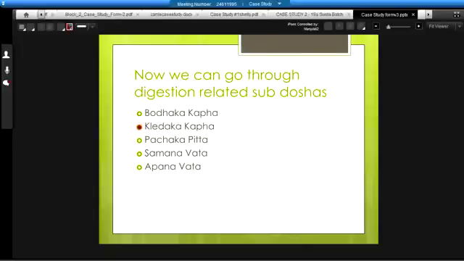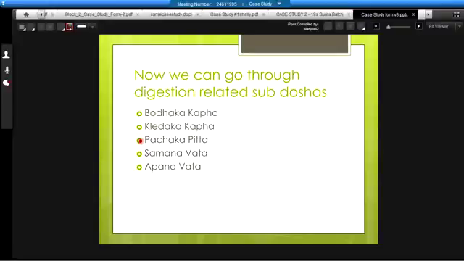Kledak Kapha is that protective lining in the stomach. Ask them about a history of ulcers or burning in the stomach. Ask them about a family history of ulcers. Pachak Pitta is the Pitta responsible for digesting the food, the hydrochloric acid, the pepsin, all the enzymes that are in the stomach that break the food down from large gross particles into components such as amino acids, etc.